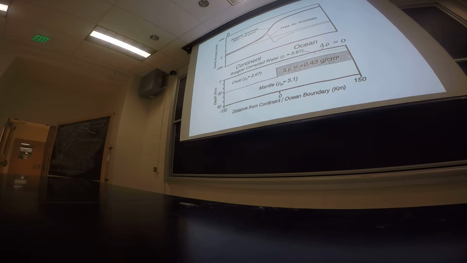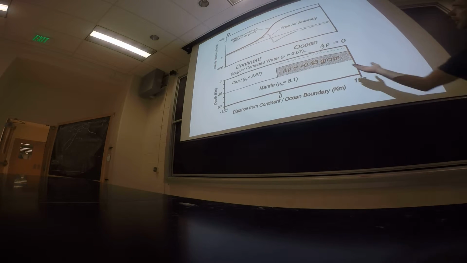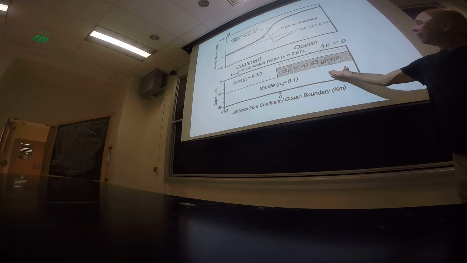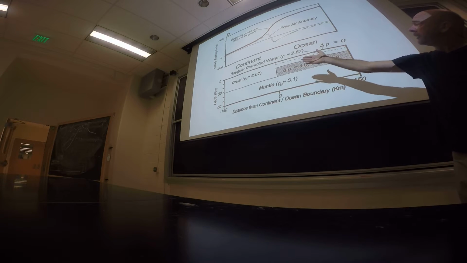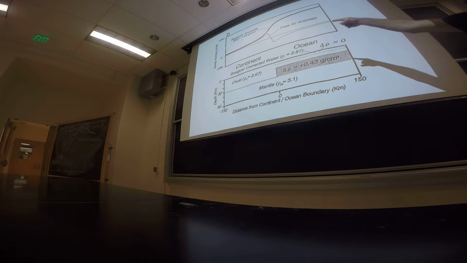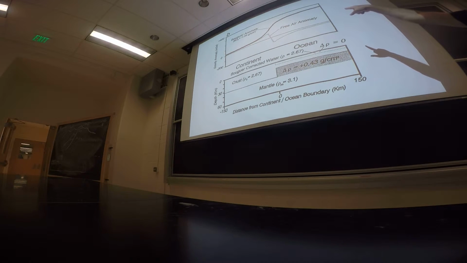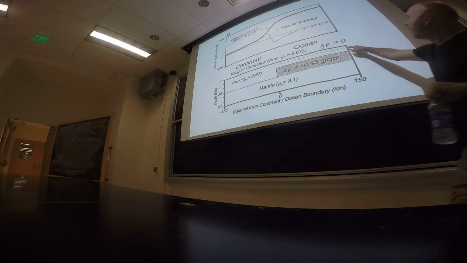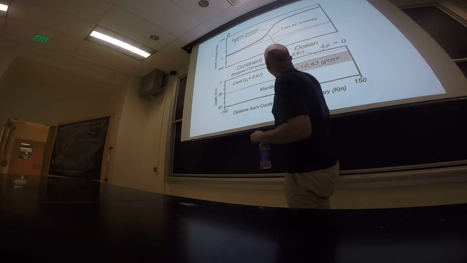Okay, so where might this curve be an example? Well, basically if we have mantle next to crust, we're going to see a Bouguer anomaly like this. Notice what the free air anomaly does. Why is the free air anomaly like that? Again, we have water here, and then we have continent here.